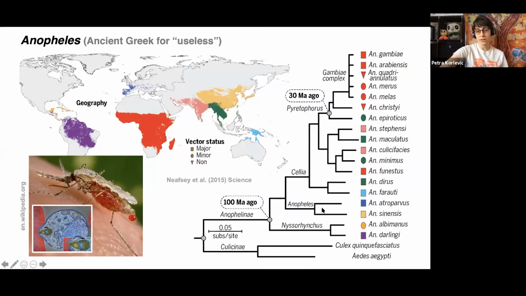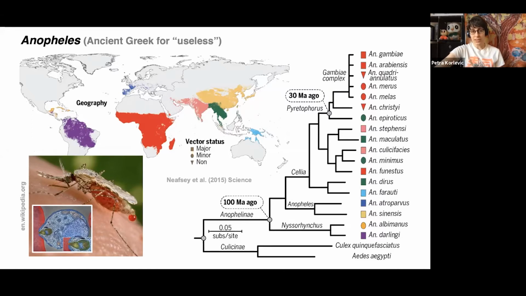And here is a phylogeny of these. So squares are major vectors, circles are minor vectors, and then triangles are non-vectors. They prefer to live further away from humans, and they exclusively feed on animals. It's the minor vector ones which are flexible, and they don't really care if they bite humans or something else. And as you can see from the map, they tend to live all over the globe, including Europe.